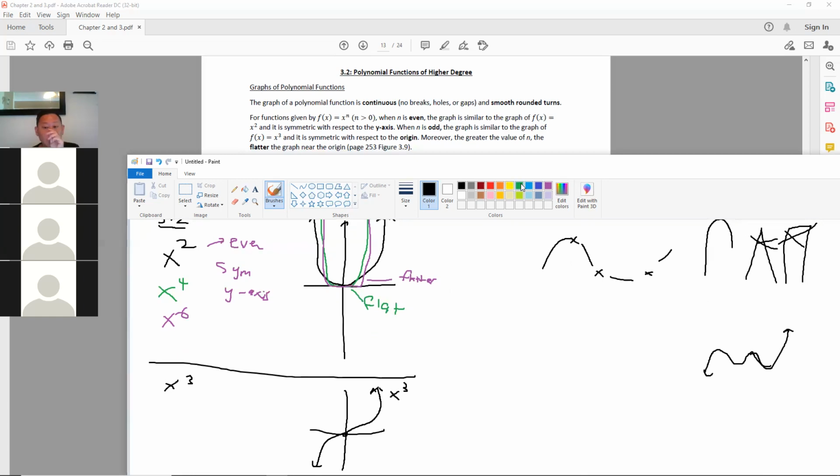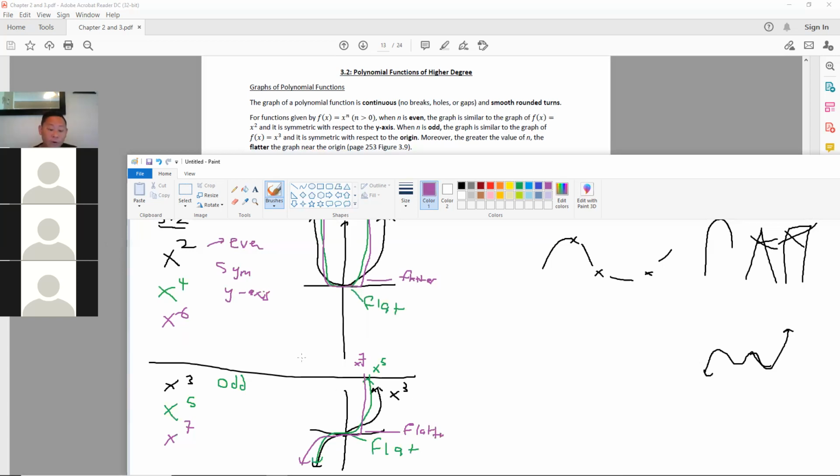So what happens when you make it x to the 5? Again, this must be odd here. It looks like x cubed, but it becomes flatter at the origin 0, 0. So this is x to the 5th, which is actually flat over there. And then what happens if you go up to x to the 7? It will be even flatter than x to the 5. So this is x to the 7, even flatter in this case.